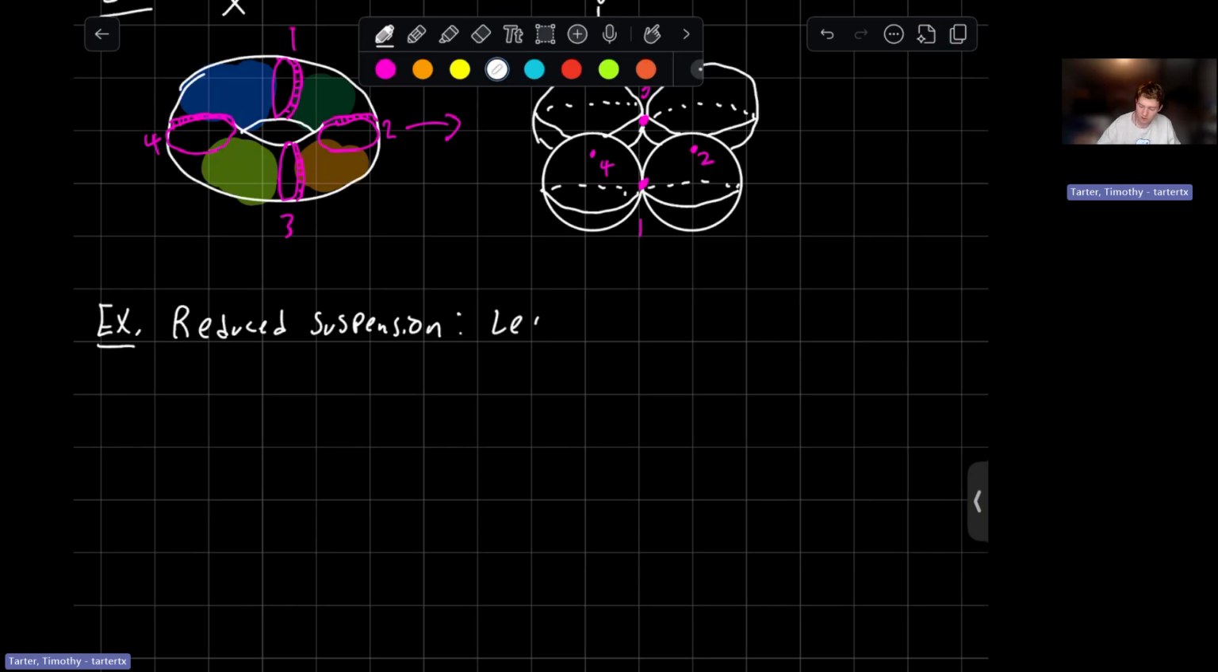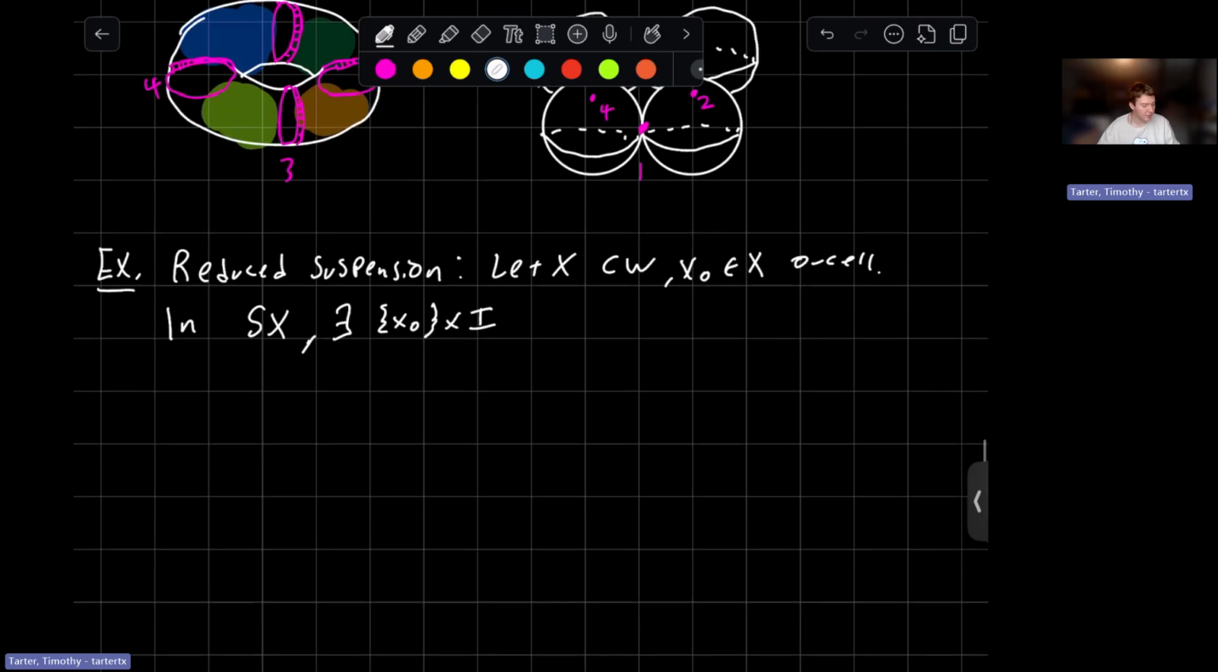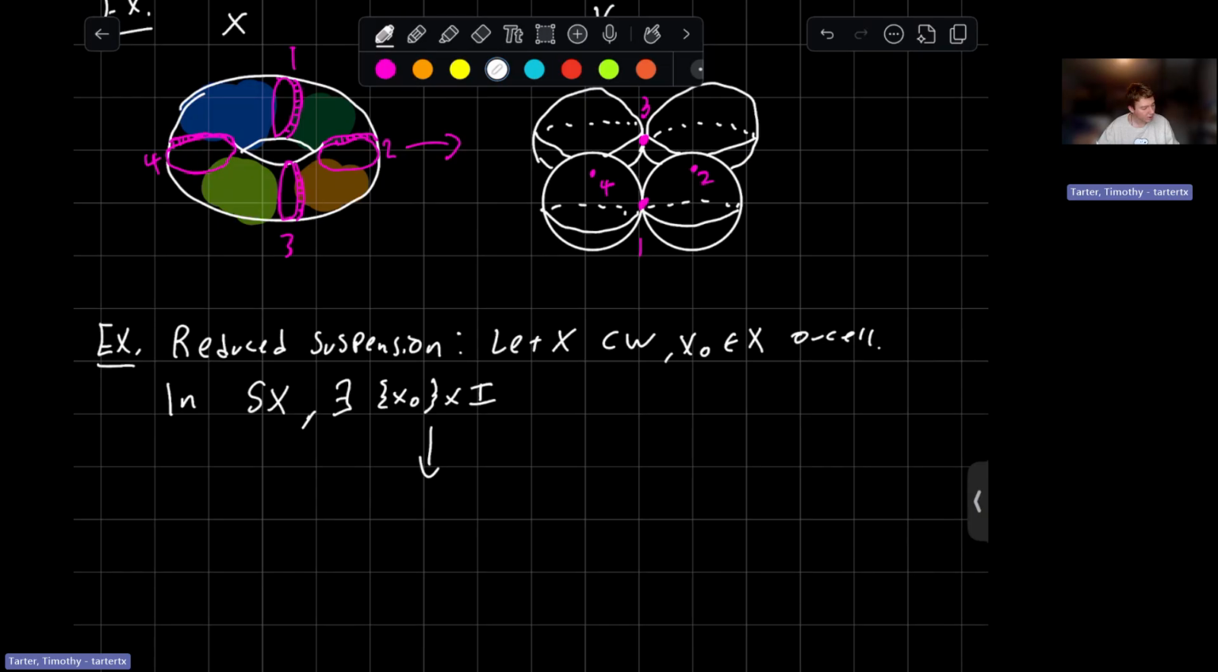So let X be CW, X naught in X, be a zero cell. Then in the suspension of X, there exists the line segment X naught cross I, and collapsing this to a point yields sigma X, which is the reduced suspension.